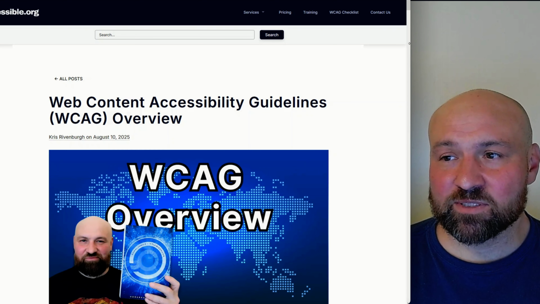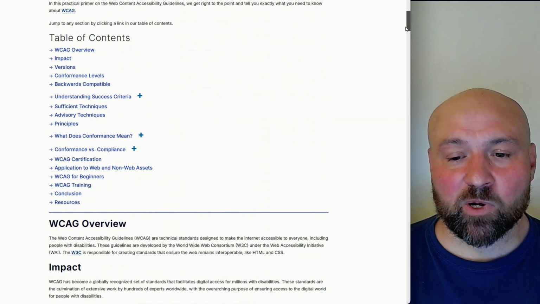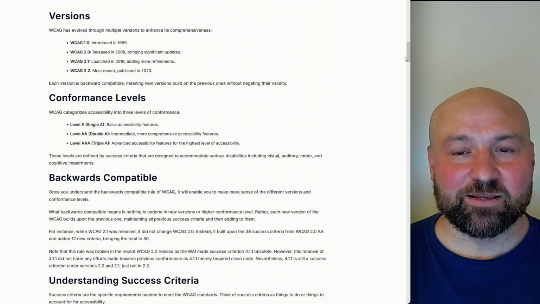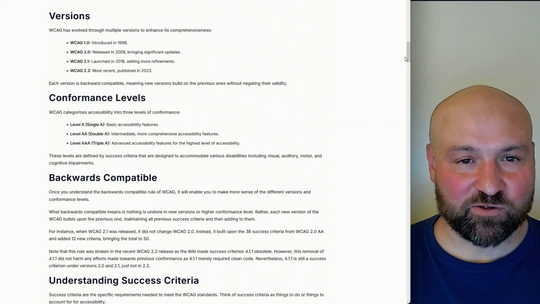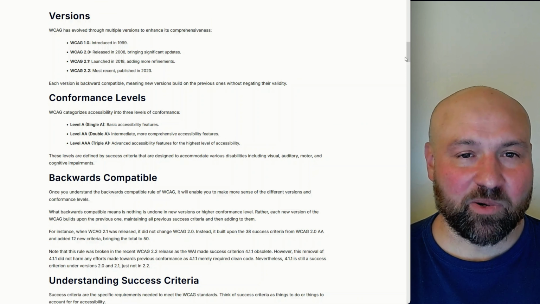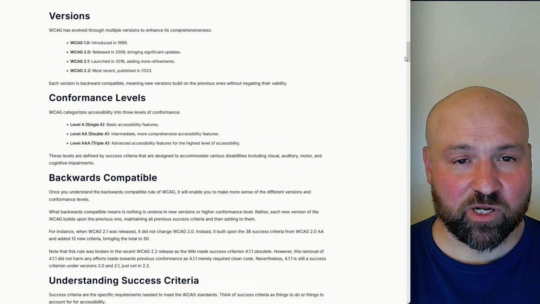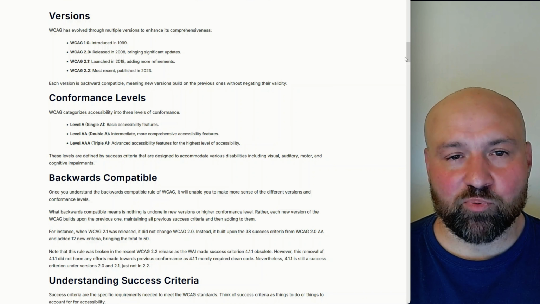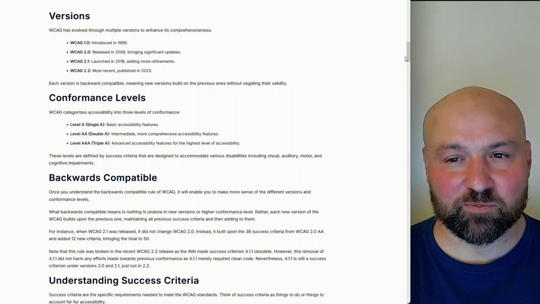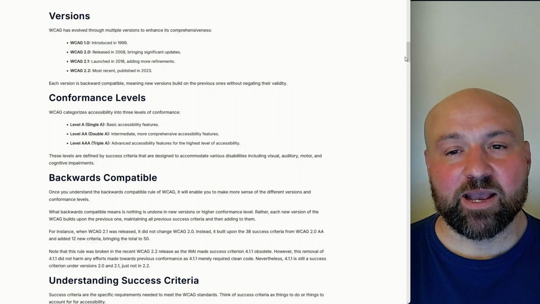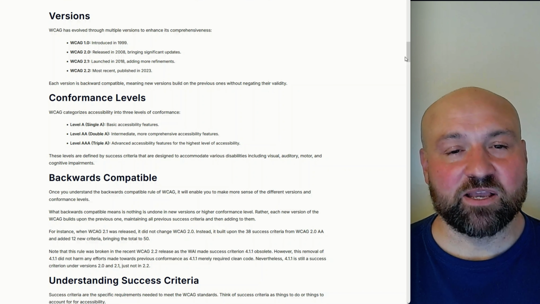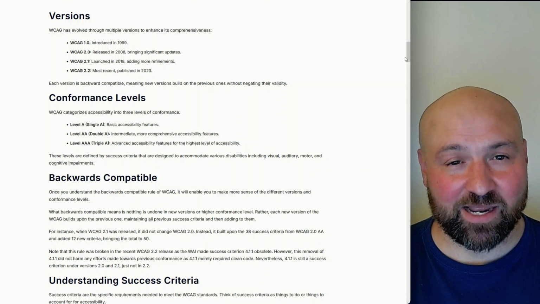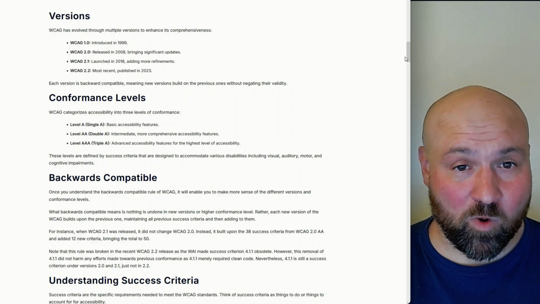And I'm going to scroll down the WCAG overview, and we're going to go over the versions and conformance levels because this is a real source of confusion. So with the versions, the three primary versions in play are WCAG 2.0, 2.1, and 2.2. Think of WCAG 2.0 as the classic standard. It was published in 2008. And then as technology evolved, so too did the Web Content Accessibility Guidelines. And so in 2018, version 2.1 was published.